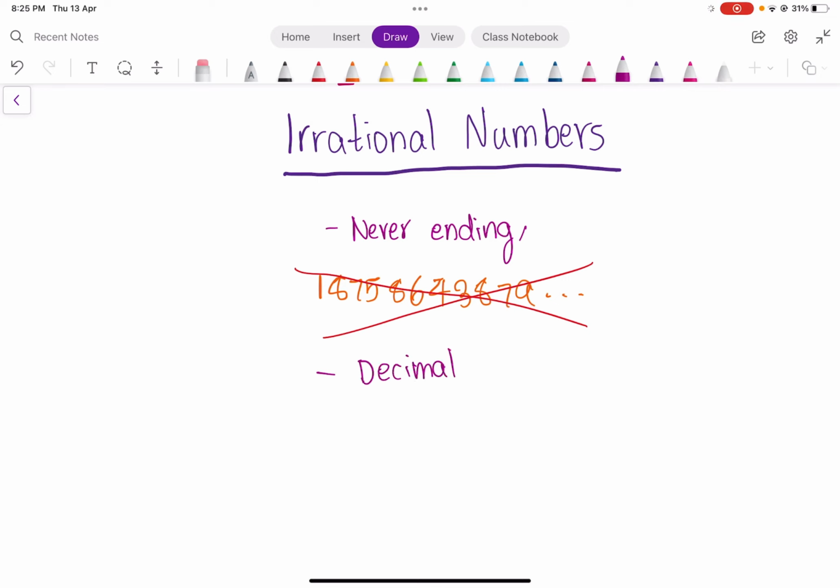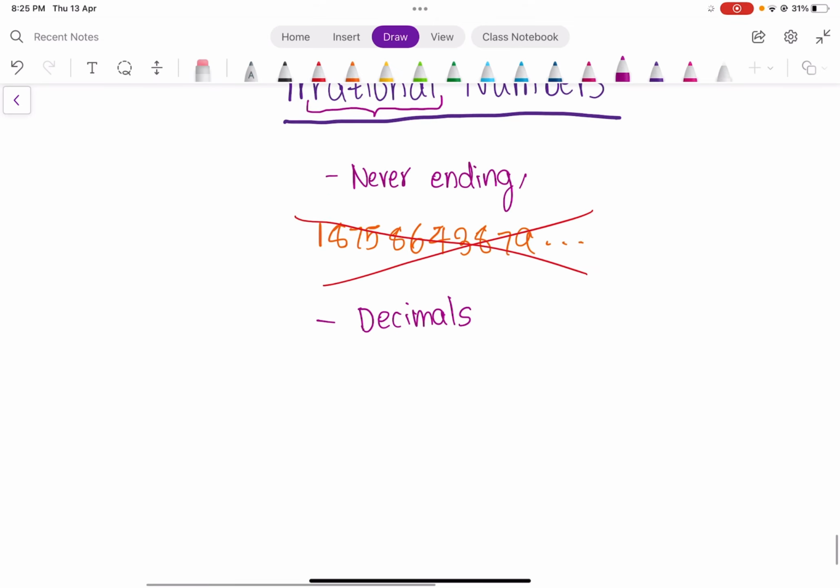So you may have noticed that this part in irrational is rational numbers. Yeah, that would make sense for them to be decimals. So numbers that are irrational are numbers that never end but have decimals. That means they are numbers like this one, except they are after a decimal, so it could be 7 point whatever this is.